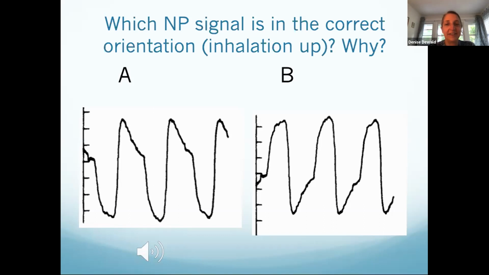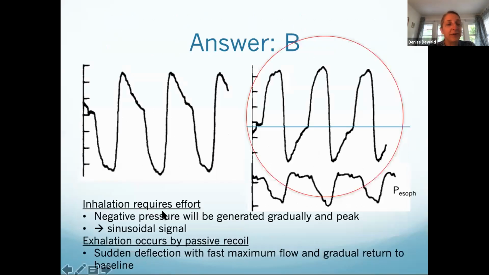All right, so this, you guys are gonna love this. Okay, so you're never gonna forget this now. You're gonna be like, oh, thank you. So inhalation, so the correct answer is B. Inhalation requires effort. So you start out slow, you get up to a peak, and then the negative pressure that you're using to inhale goes up and then goes down, okay? So you get a sinusoidal signal.